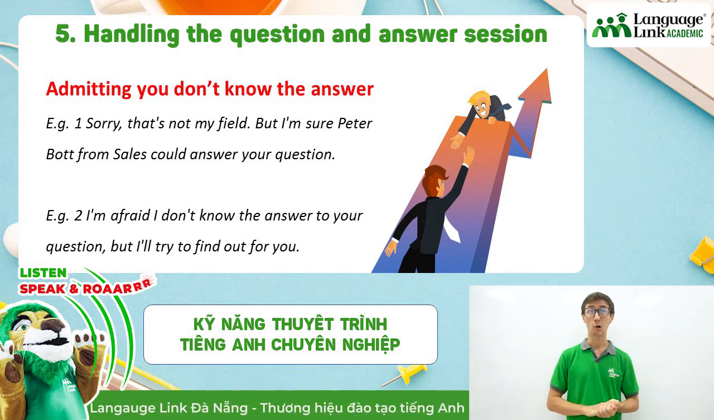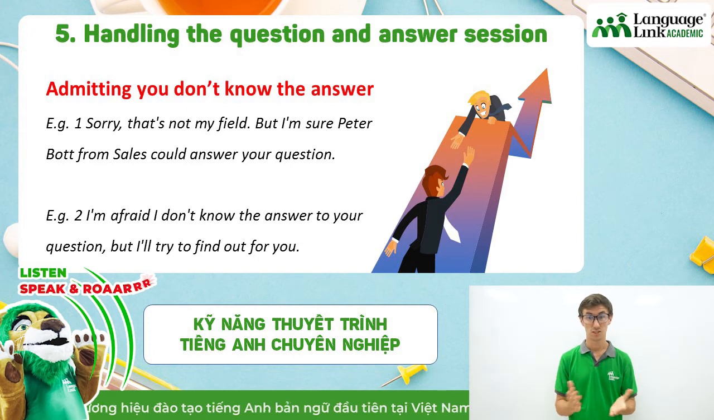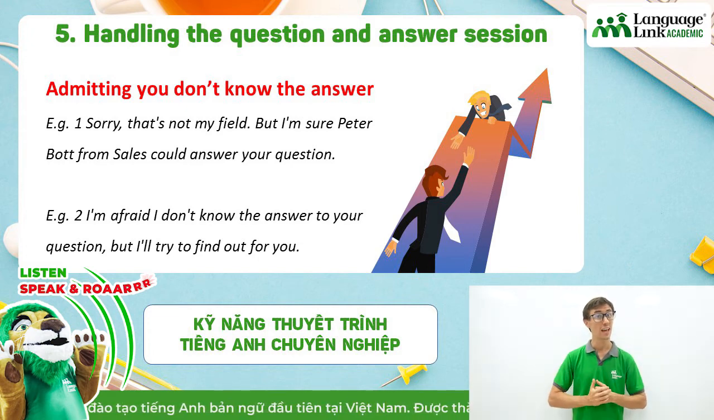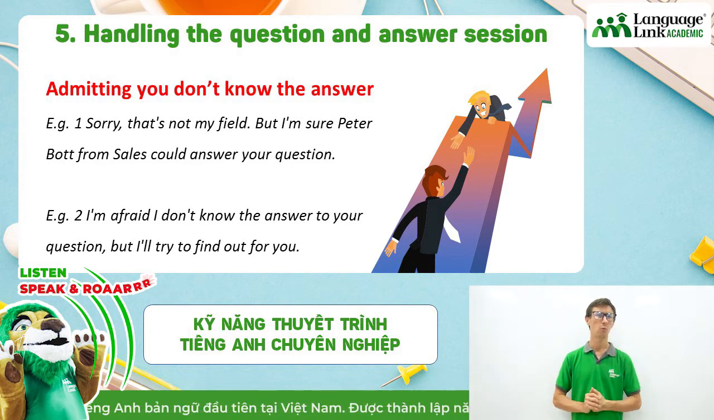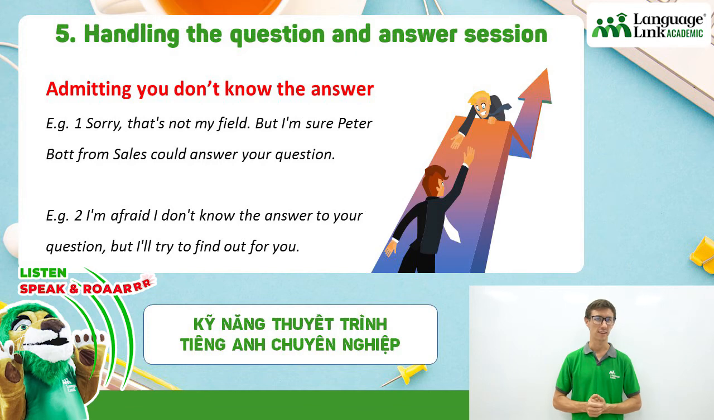"I'm afraid I don't know the answer to your question, but I'll try to help find out for you." This is being very honest that we don't know the answer at this moment, but we want to find the answer for the delegate who has asked the question. Maybe we can exchange contact details with them at the end.